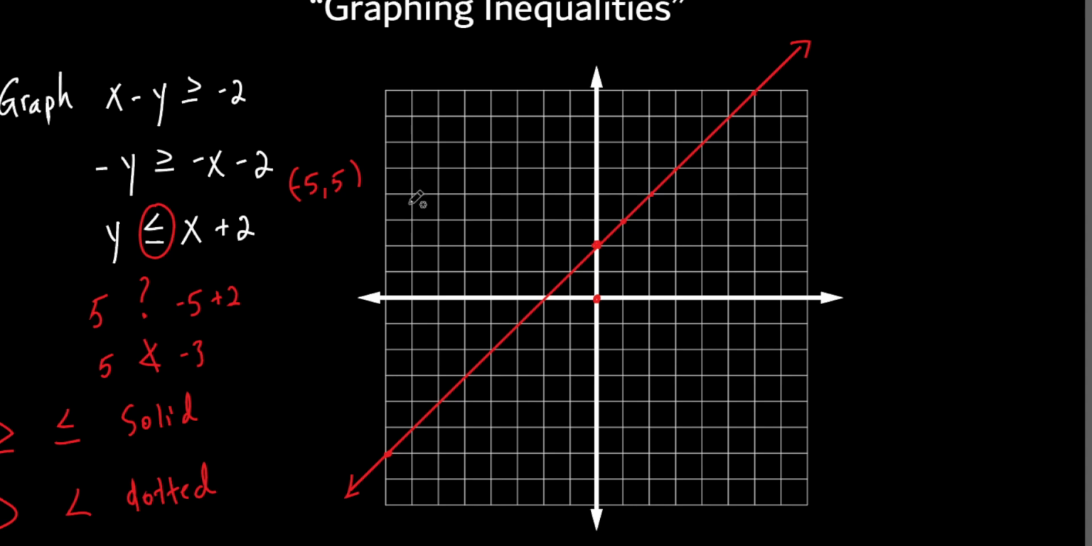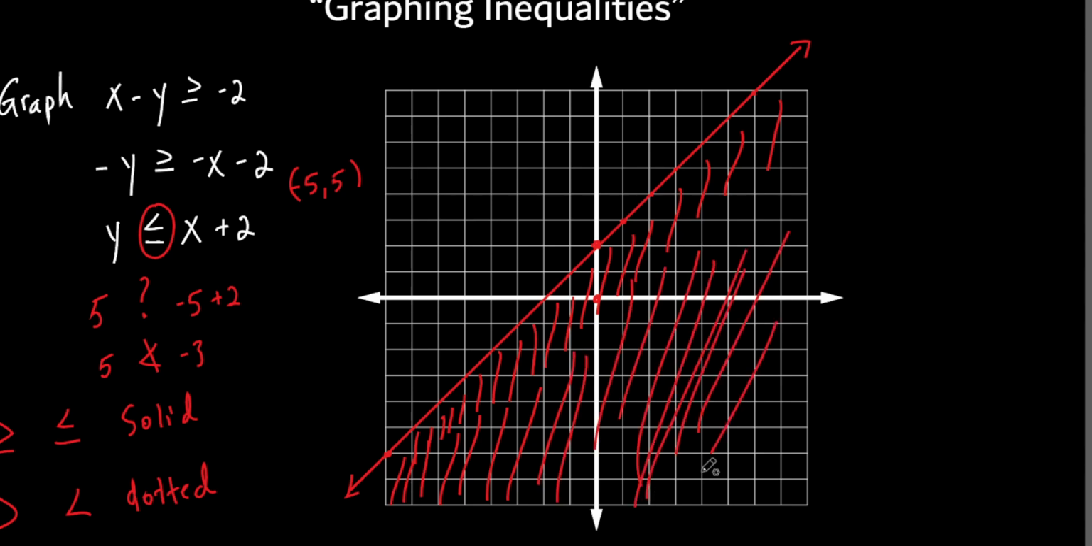So I am not shading anything over here. So how do I show the shading? I just kind of do this. You don't have to shade like every inch of it, but we'll shade a good portion of it. All right, that's pretty good. Gives you the idea. All right, and that's the shading. So what does that mean? That means anything either on the line or in the shaded part will work for that inequality. And everything that's not shaded will not work for the inequality.